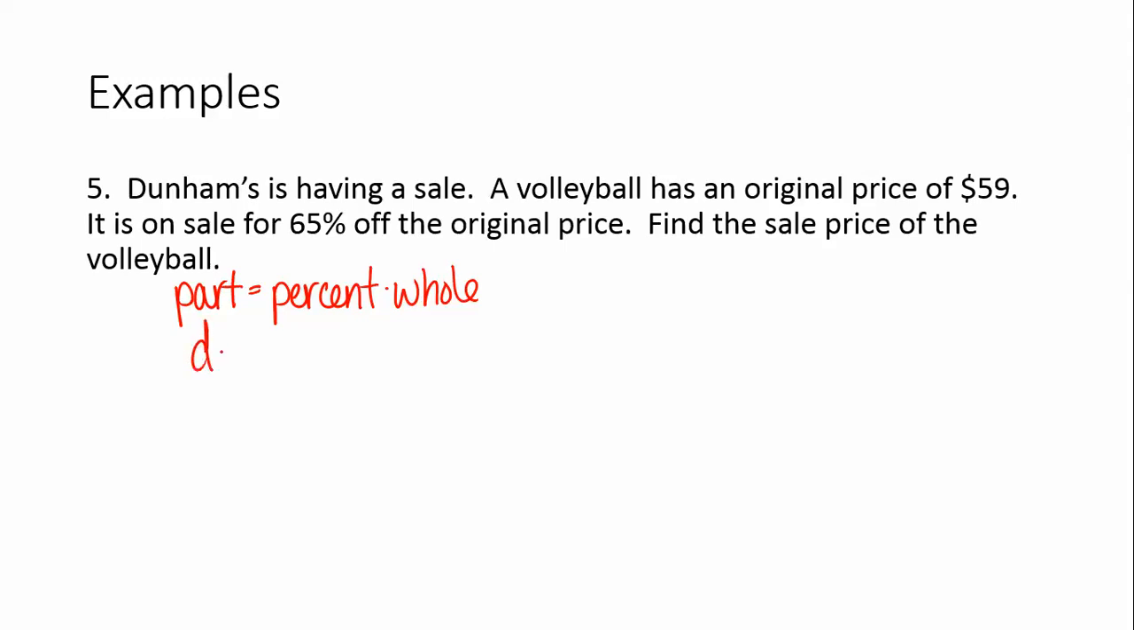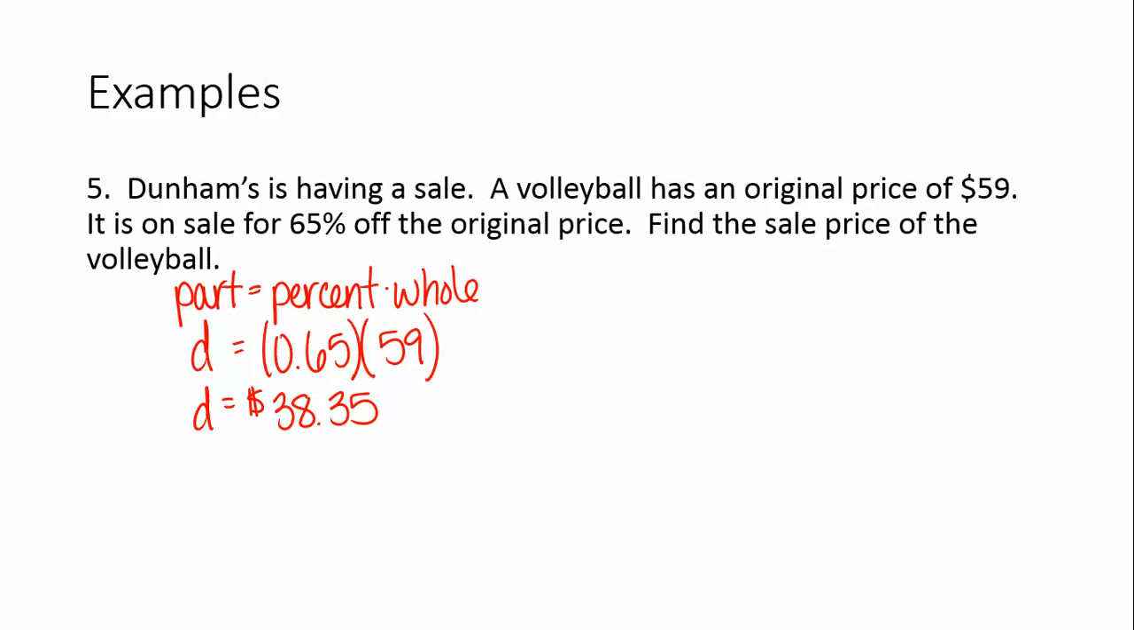I'm going to call it D this time for discount instead of M for markup. The percent is 65% of the $59, which was the original price. So 0.65 times 59, we get $38.35. So the volleyball is discounted $38.35.